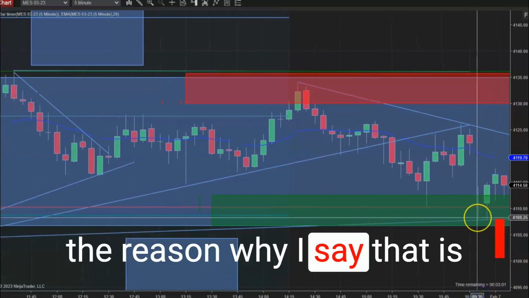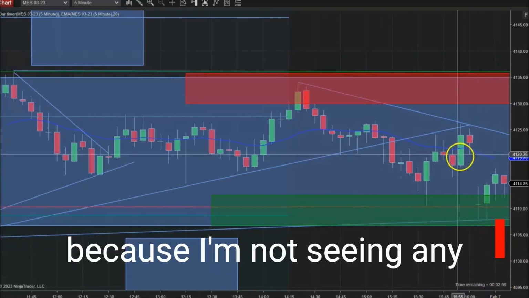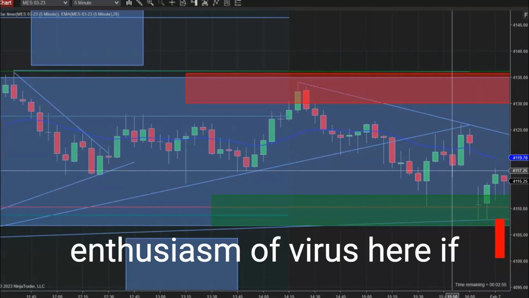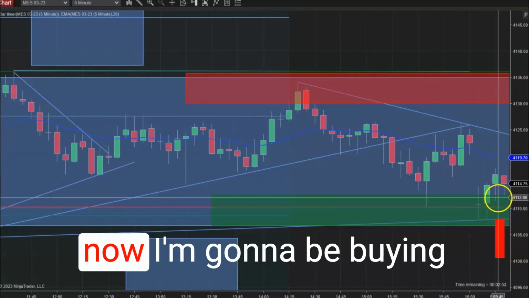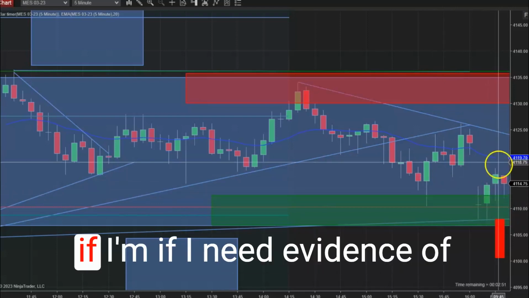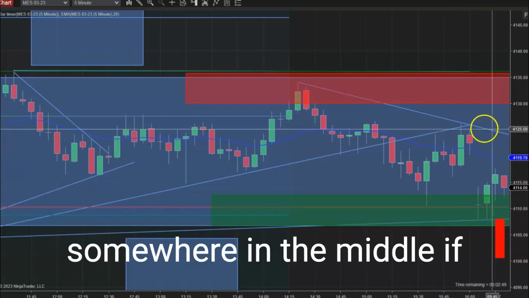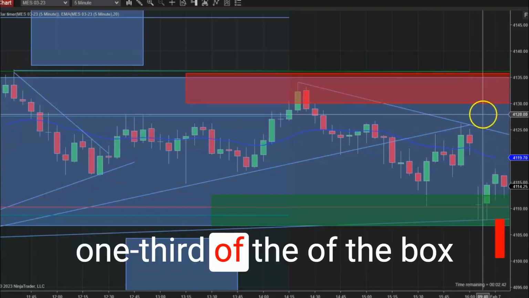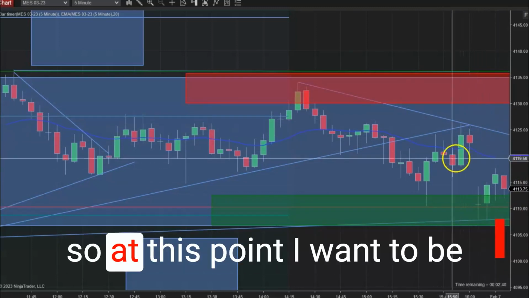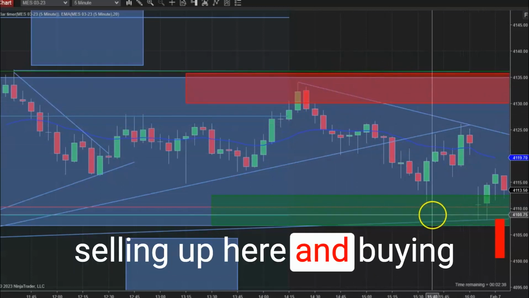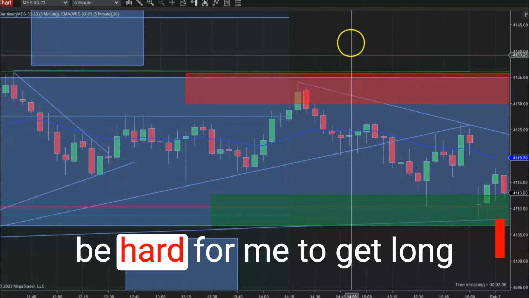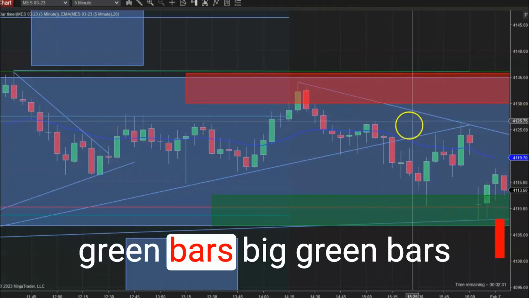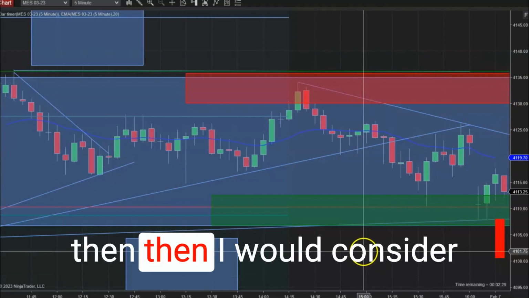The reason why I say that is because I'm not seeing any enthusiasm of buyers here. If I need evidence of buyers, I'm going to be buying somewhere in the middle, if not the 2/3 or 1/3 of the box. So at this point, I want to be selling up here and buying down here. So it's going to be hard for me to get long.